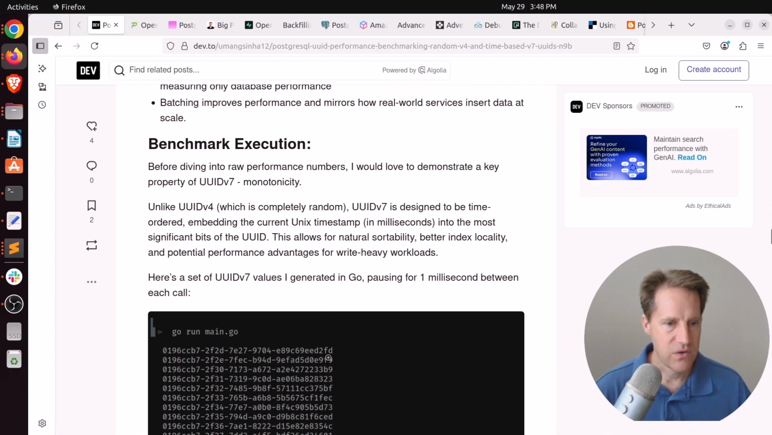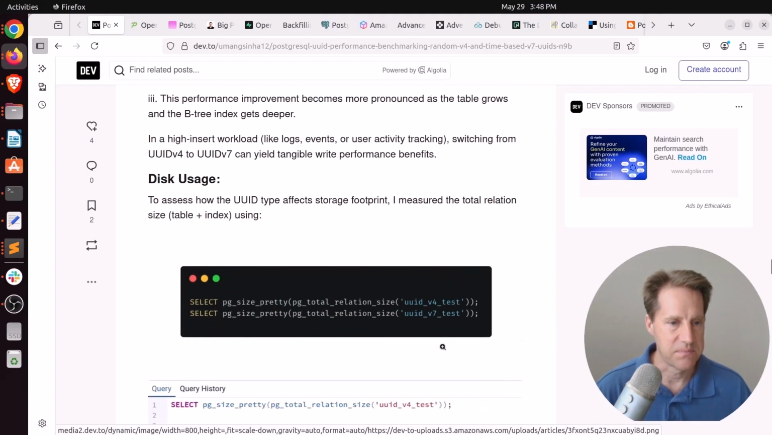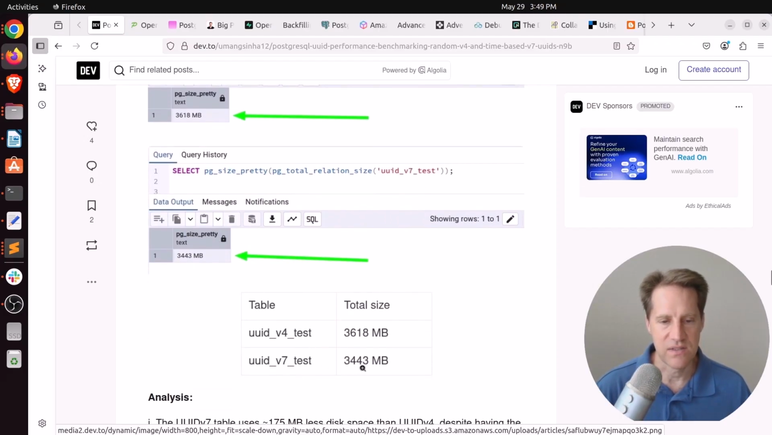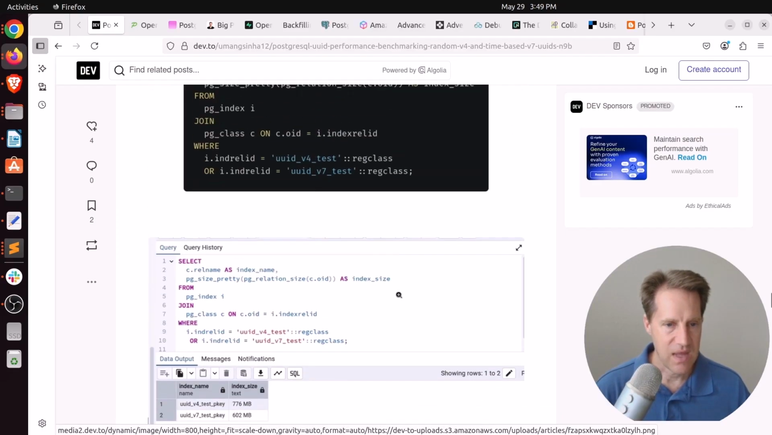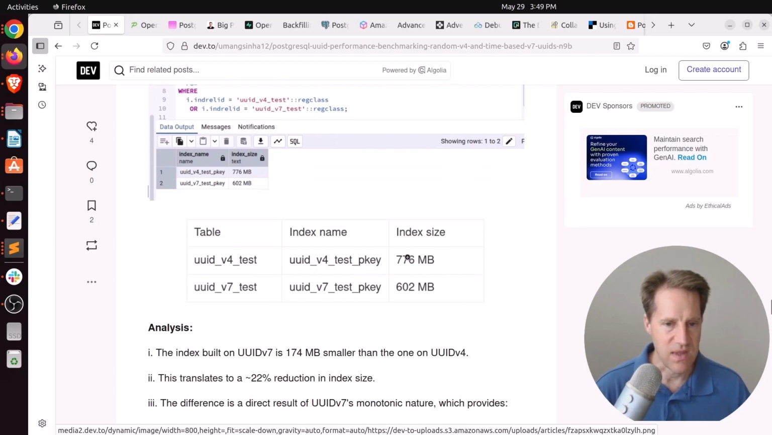So here's the code that he uses. And in terms of the insert performance, version 4 inserted in 5 minutes and 35 seconds, whereas version 7 inserted in 3 minutes and 38 seconds. So not twice as fast, but still a really significant performance improvement. Next, he checked on the disk usage, and as you would expect, version 7 is slightly smaller by around 200 megabytes or so out of 3.6 gigabytes. Now, I should say this is total relation size he's looking at, which would include the indexes. And because of that, it looks like most of the size difference is due to the indexes, because the index size difference is pretty close to the total table size difference.